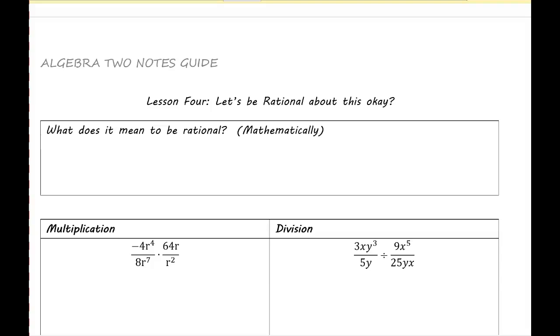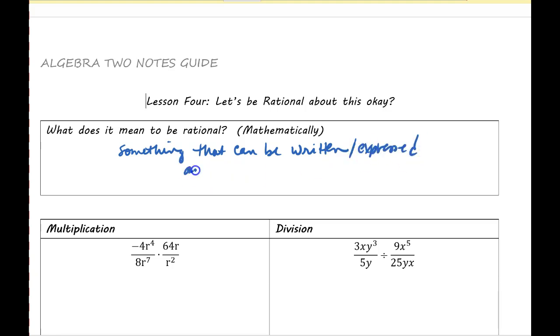All right, welcome back. Week 4 of Algebra 2, and this week we are going to talk about rational expressions. Now, let's go way back to 4th grade. What does it mean to be rational? Well, if you don't remember that vocab term, anything that is said to be rational, like a rational number, a rational expression, is something that can be written as a fraction, okay? Something that can be written or expressed as a fraction.